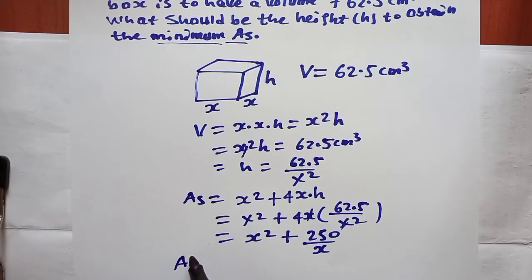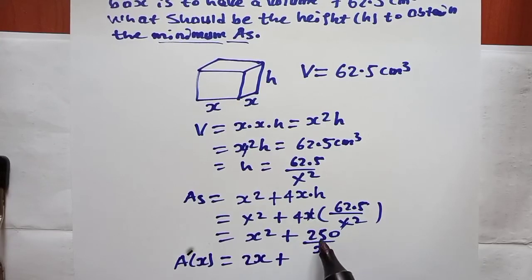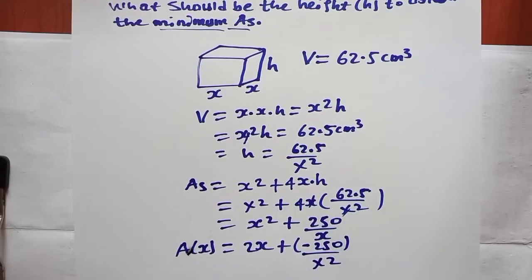Derivation of area with respect to x, which is equal to, derive this one, derivation of x square, which is 2x, plus derivation of this one, use quotient rule. 250 derive times x, 250 is constant, which is 0, minus 250 times derivation of x, which is 1. Therefore, this one is minus 250 divided by x square.